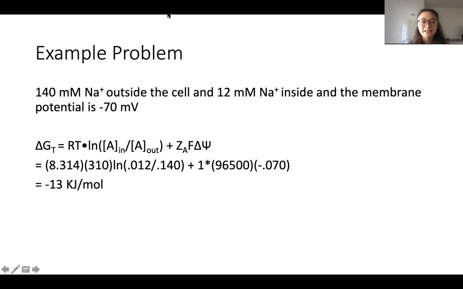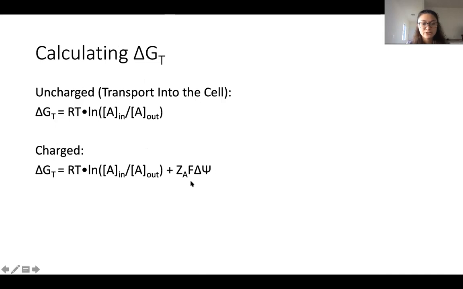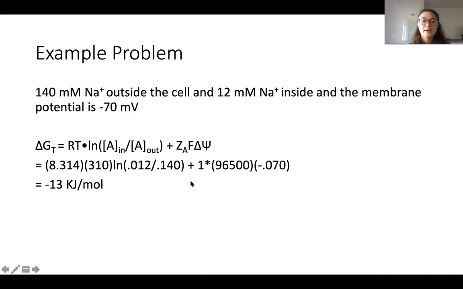So we expect that this is going to be a negative delta G because both of these things are kind of suggesting that the sodium is going to want to move in. So if we use our equation, we have to use the equation for the charge because sodium's an ion. And then we plug in all the values. We get -13 kilojoules per mole. And that's, like I said, kind of what we expected to get. So that's great.